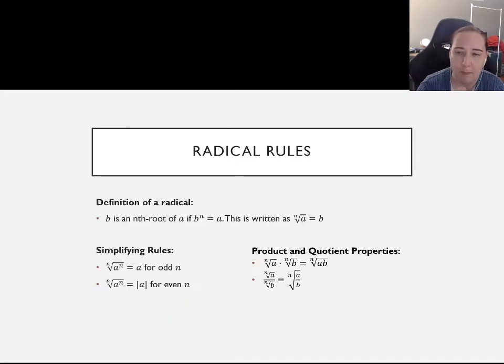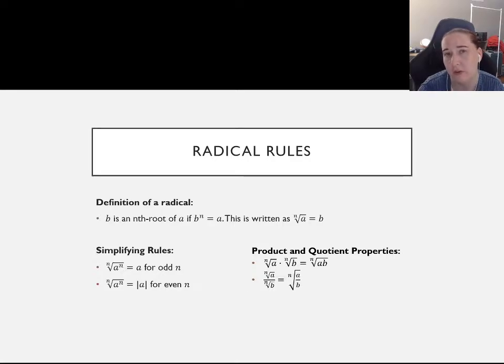So there are some rules for simplifying that we use. If you have an nth root of a to the n, as long as n is odd, you just get whatever is underneath the exponent. If n is even, and there's a negative under the exponent, like if it's in parentheses with the negative, you take the absolute value, to get a positive.